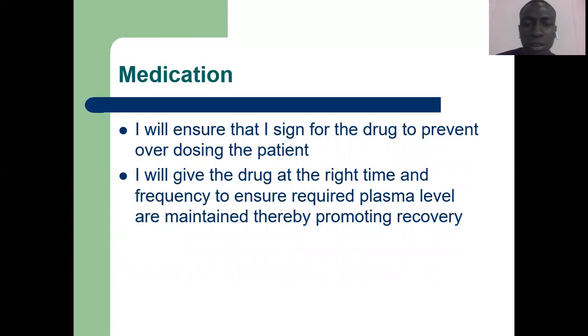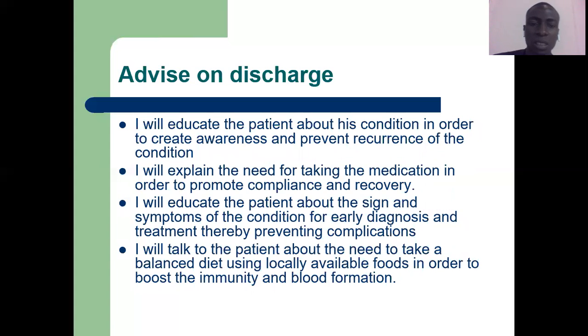Also, look out for the signs of drug overdose in a patient. Also, give the drug at the right time and frequently so that the required plasma level is maintained, thereby promoting recovery. Discharge advice: educate the patient on the condition and create awareness, and prevent recurrence of the condition.